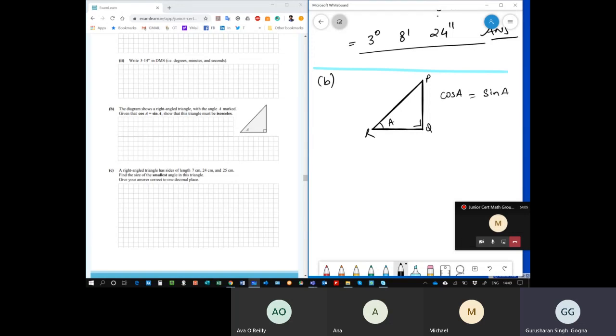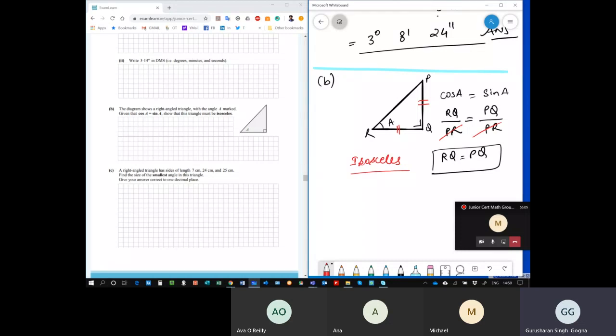Isosceles means two sides must be equal. So you need to prove that two sides are equal in this triangle if cos A is equal to sin A. So what is cos A in this triangle? Obviously you don't have any lengths, so you can use the sides as they are. Cos A can be written as adjacent, which is RQ, over hypotenuse, which is PR. Similarly, sin A can be written as opposite, which is PQ, over hypotenuse, which is PR. Then you can simply cancel this and you will get RQ equals PQ, which means this side equals this side, which proves that this is an isosceles triangle. Okay, that's it.